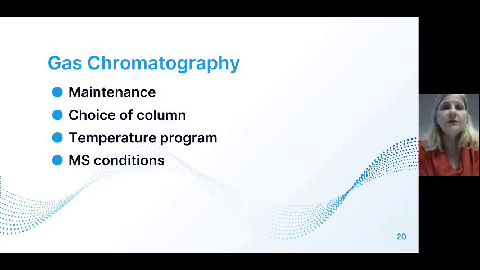Okay, so now we have decided on a method. I just want to go through a little bit of troubleshooting on GC and LC. What do you have to look out for? What do you have to do to your instrument to ensure that you have the best separating conditions? So number one, for GC, I'm going to look at the different maintenance that must take place. Then what column do you choose, and the temperature program, as well as the MS conditions.